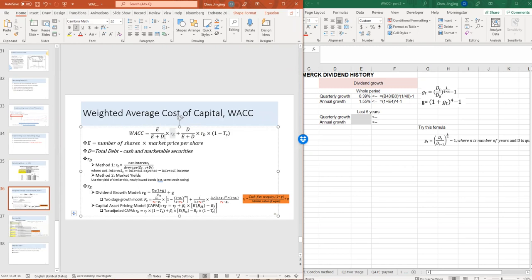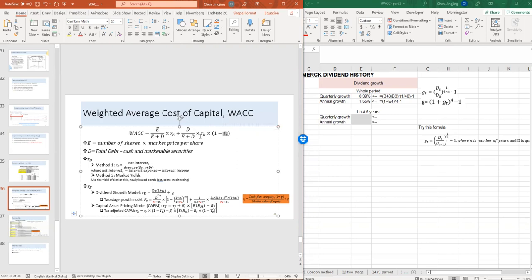And in part 1, we have already covered how to calculate E, which is the market value of equity, how to calculate D, and we're using here book value of the debt to proxy for that, and how to calculate RD, cost of debt, using 2 different methods, and also finally how to calculate the tax rate.